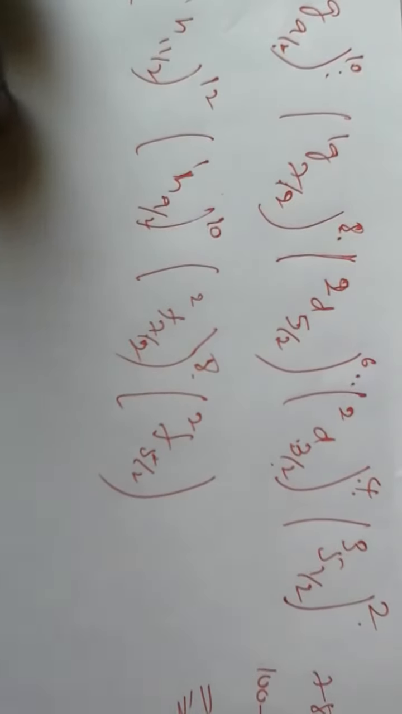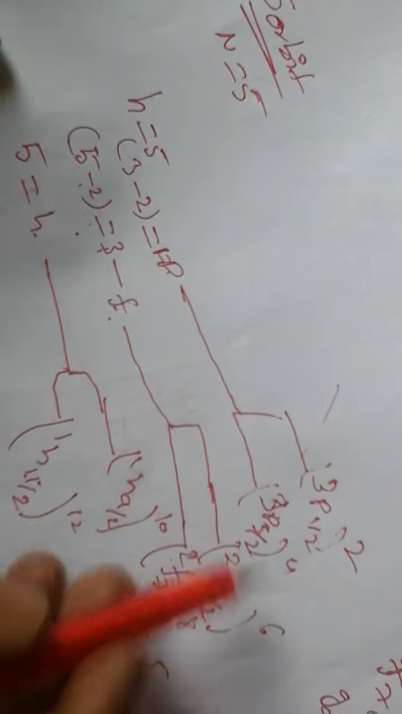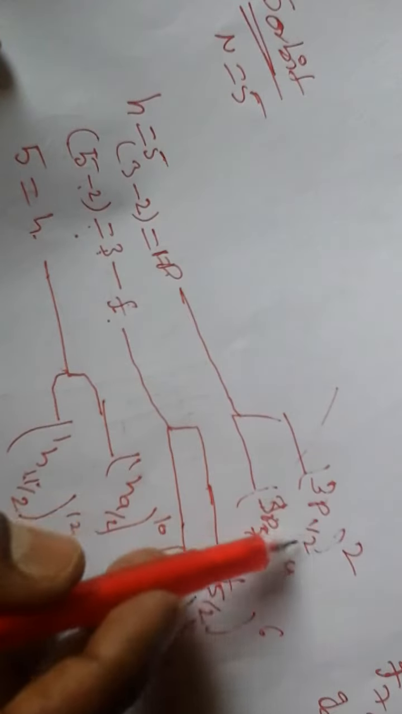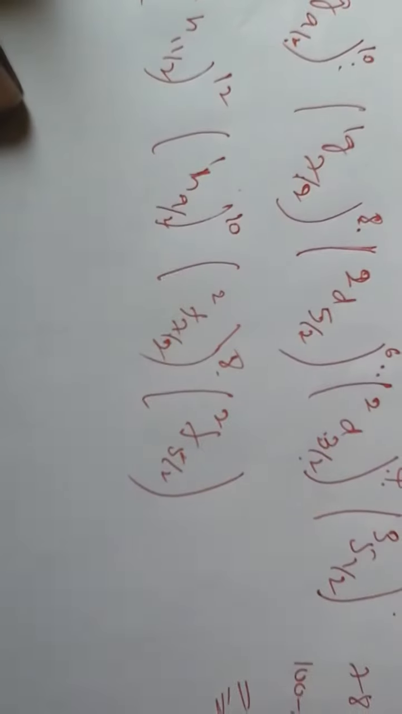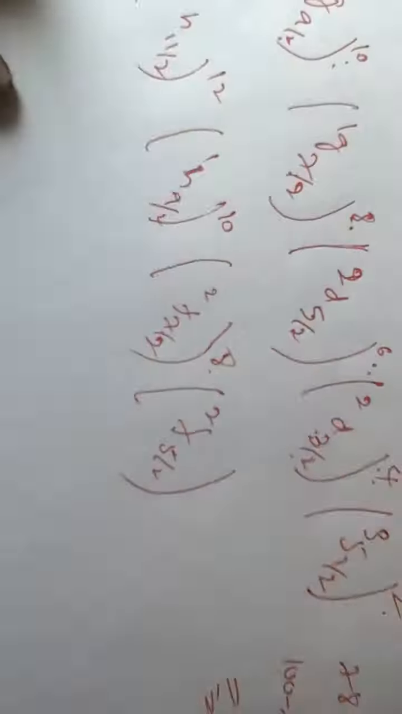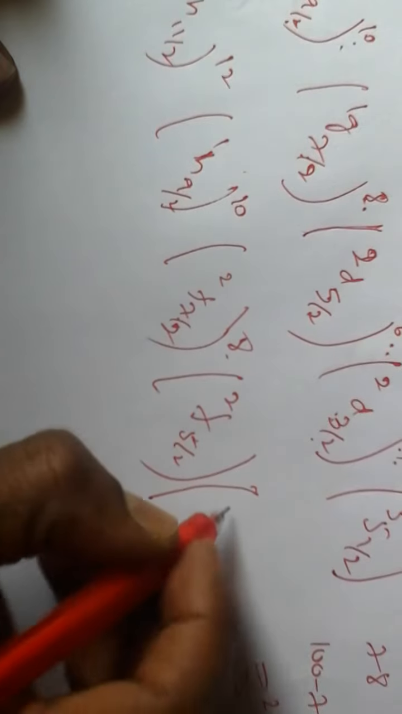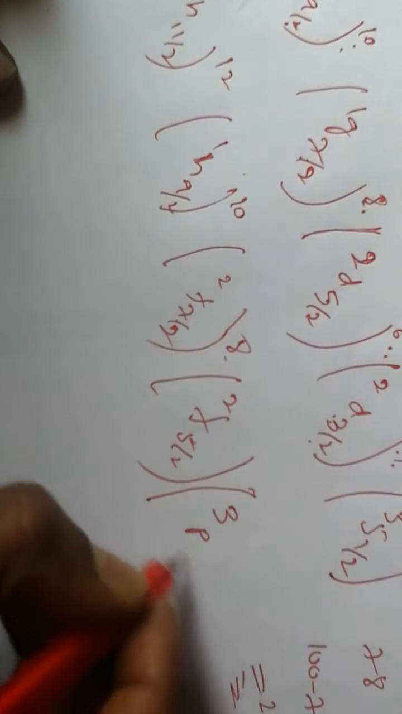Next, after completion of F, we can write here. So H is over. Now 3P 3 by 2, 3P 1 by 2. These are there, because here the orbit is the fifth orbit. So I can write here 3P 3 by 2.